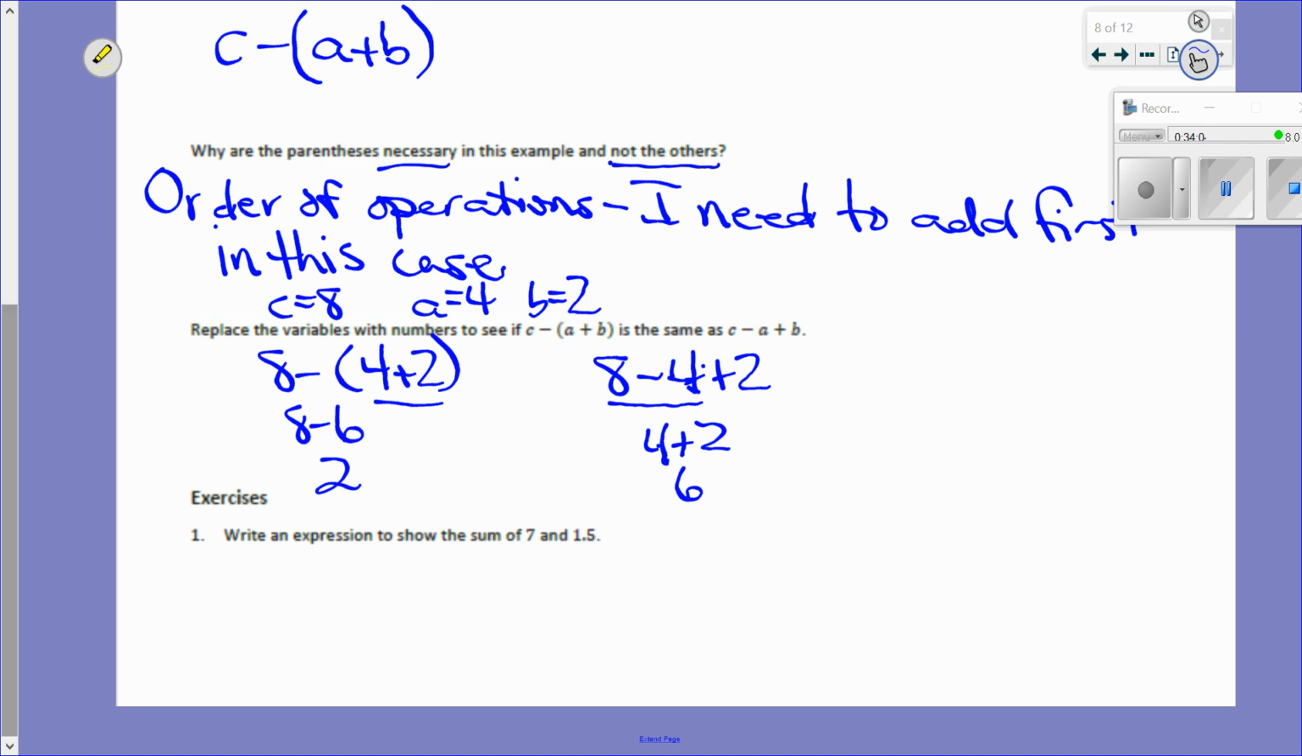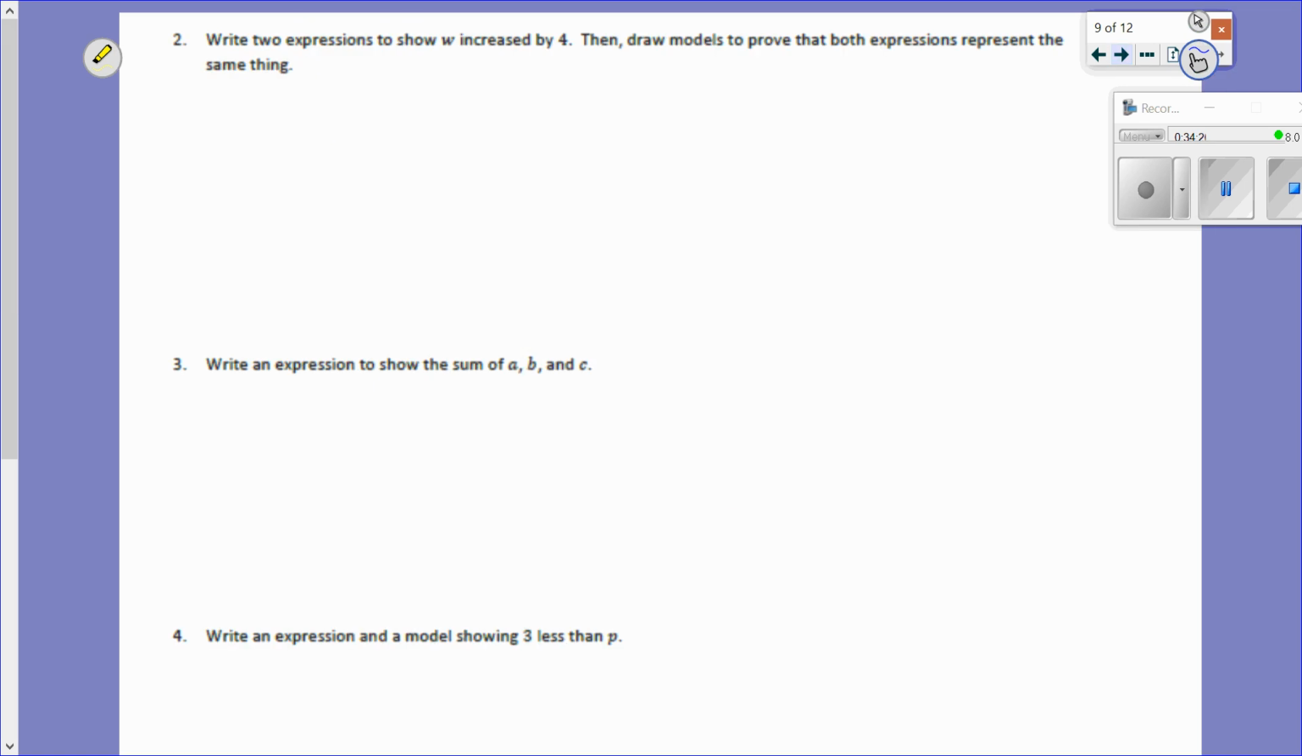Okay, number one: an expression to show the sum of 7 and 1.5, or 1 5/10. That should be super easy. Is there anybody that would struggle on that? I hope not. Let's turn the page and see how we're doing on this one. Okay, I'm going to cross out number 2, mostly because I don't like the fact that they're saying the way you write it doesn't matter, because to me it does.